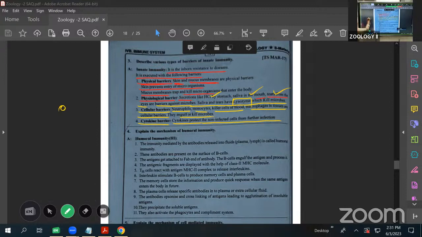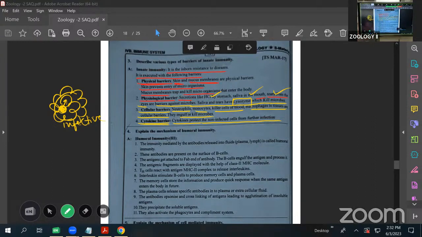For example, imagine this one is the infected cell. Surrounding it a number of cells are there. Only the one cell is affected. The surrounding cells are healthy and not affected by the microbes. They are protected by these cytokines. Cytokines protect the non-infected cells from further infection. The infection stays inside this cell only and does not spread to the other cells. For that purpose, cytotoxic barriers are helpful.